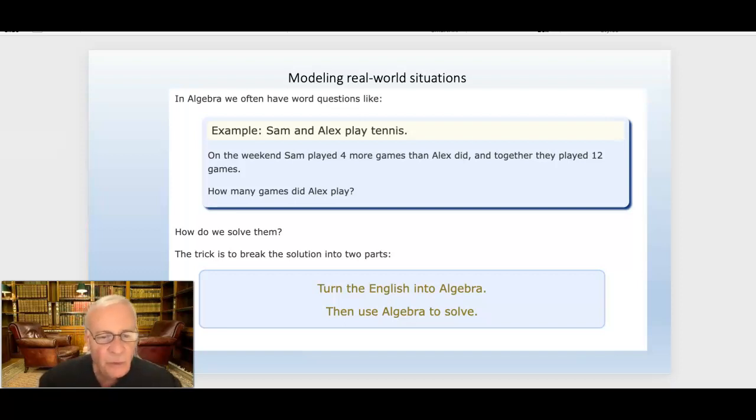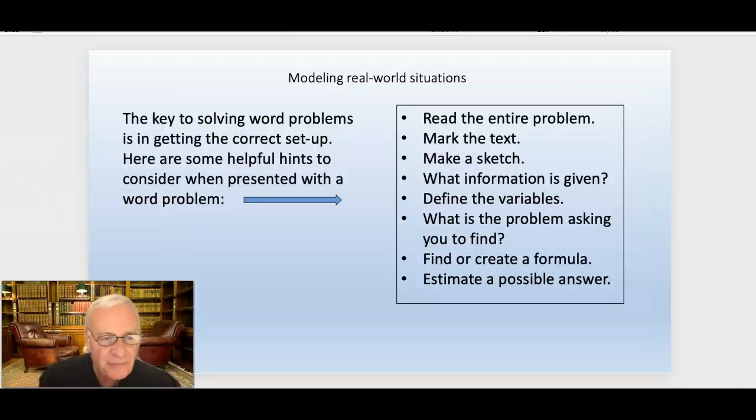The key to word problems is to set them up. Like it says down here, turn the English into algebra and then solve it. Turning the English into algebra, that's the hard part. So we're going to work on it here. I'm not going to give you a bunch of difficult ones. I'll try to set them up in such a way that you'll understand them. Again, the key to solving word problems is getting the setup right, the correct equation, the correct formula.